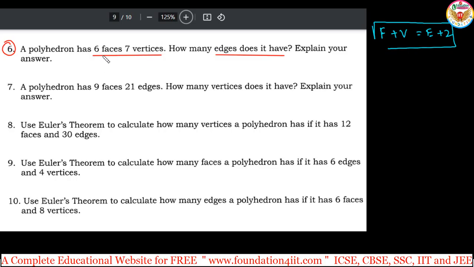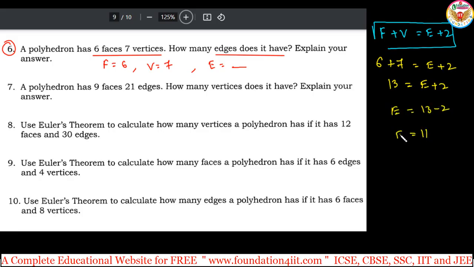According to the question, F is equal to 6, V is equal to 7, and E is equal to how much? So I substitute here. We know F plus V is equal to E plus 2. So 6 plus 7, 13, is equal to E plus 2. Then E is equal to 13 minus 2, so 11. So the polyhedron will have 11 edges. According to this, we can draw the shape also. Questions 7, 8, 9, 10: use Euler's theorem. You can find out, and the diagram also you can explain through that.